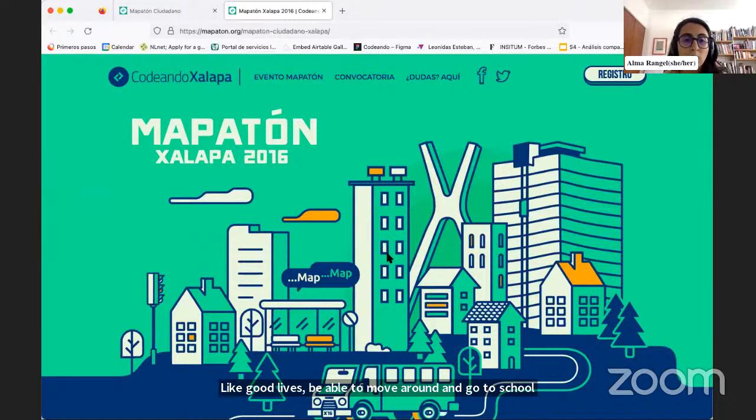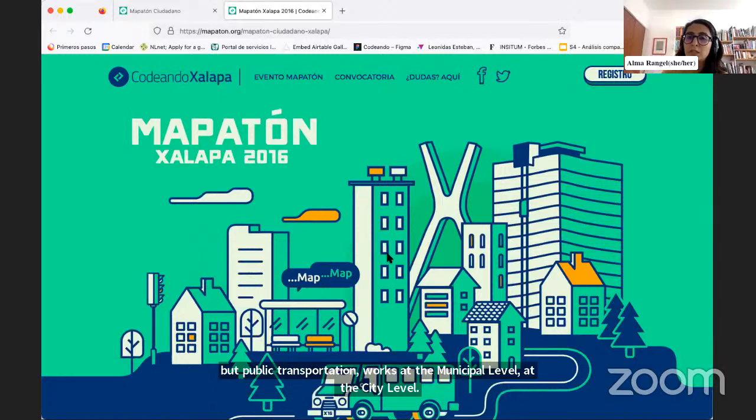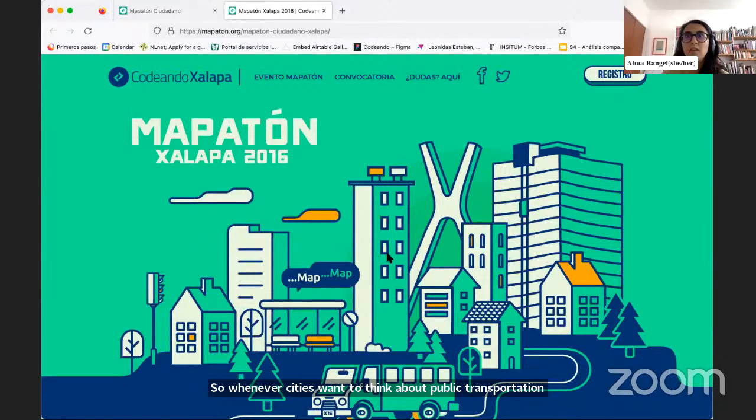And one of the things that happened in Jalapa, and one of the things that happens in Mexico, is that with the legislation, we're a federal republic. So by law, the states are responsible for public transportation, but public transportation works at the municipal level, at the city level. So whenever cities want to think about public transportation, they usually do not have the data. They do not know how many routes they have, where those routes go, how they work, who is the company that's in charge of those routes.